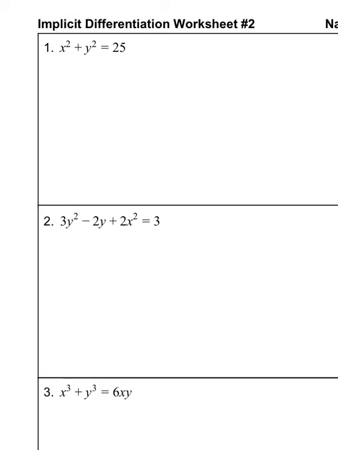In this video, we are going to work on implicit differentiation. This is how you take the derivative of a function that is not solved for y. You take the derivative of every single term. If the term has a y in it, you must use the chain rule.